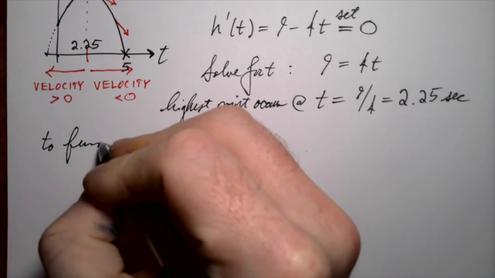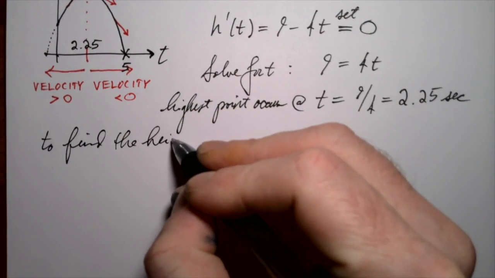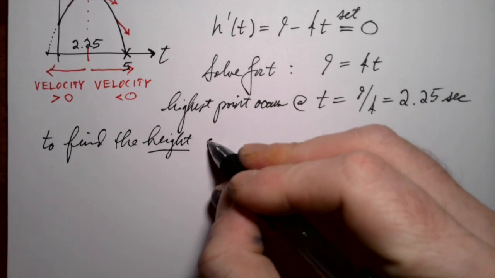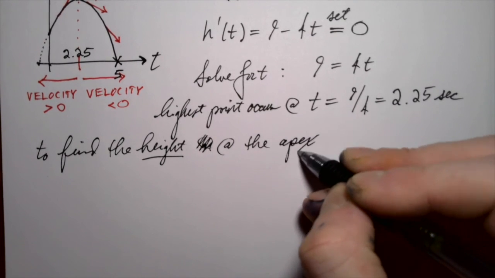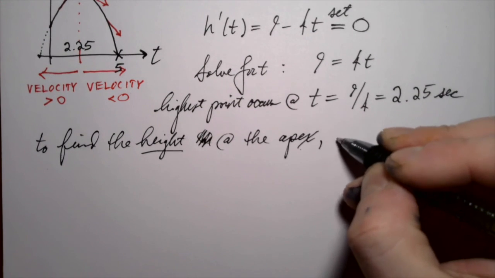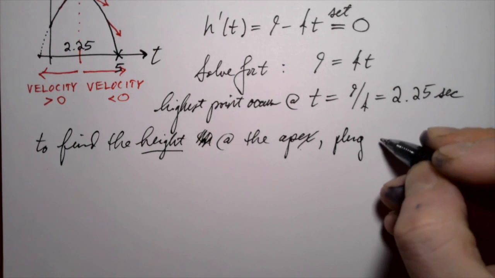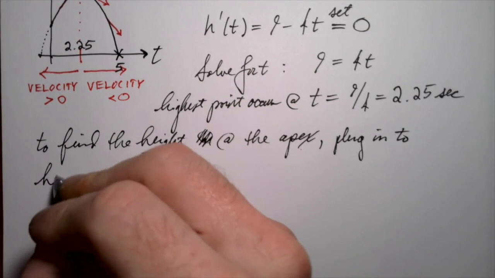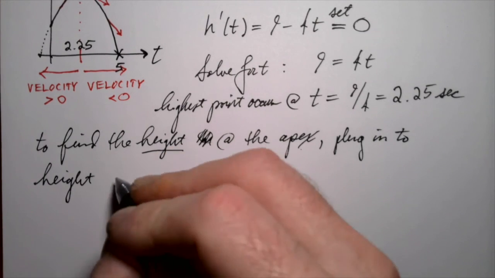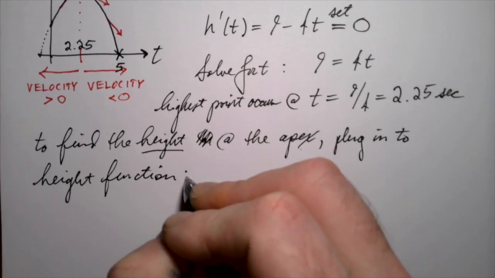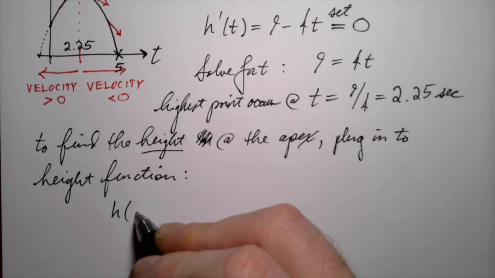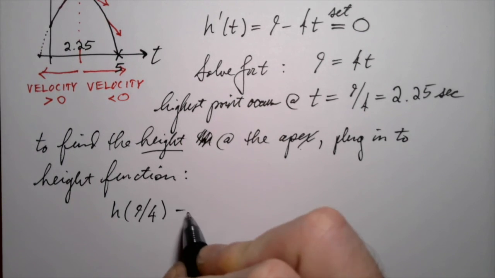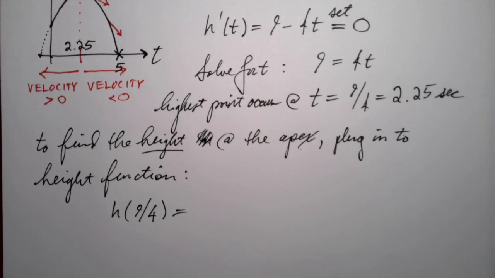To find the height at the apex, we're just going to plug in this t value that we just found into the original height function. Not into the derivative of the height function, but into the height function itself. So in other words, we're going to evaluate the height function at this t value. Now I'm going to use 9/4. I sort of prefer fractions to decimals, but if you like 2.25, you could do it that way.